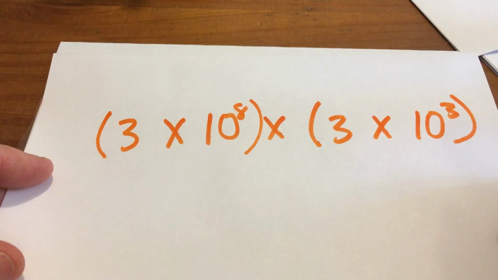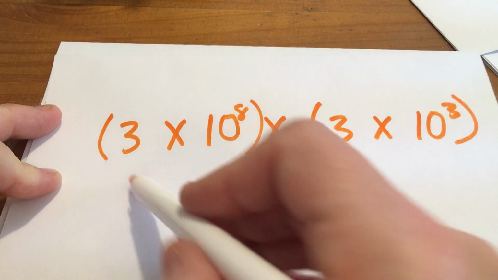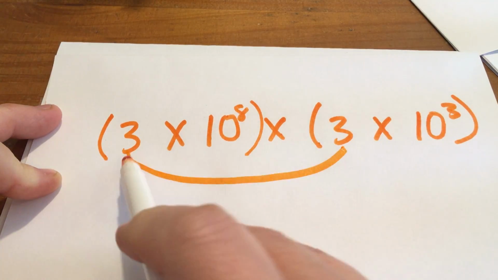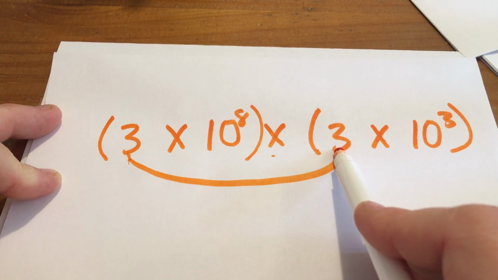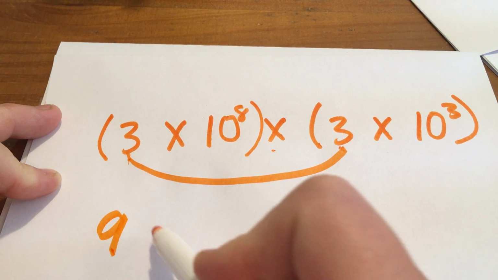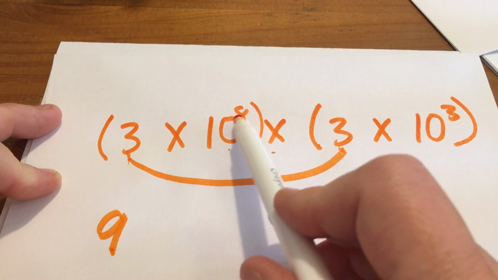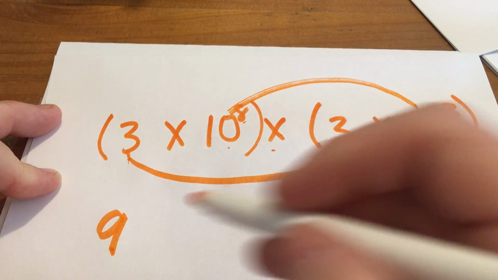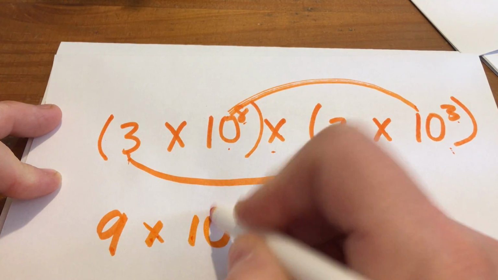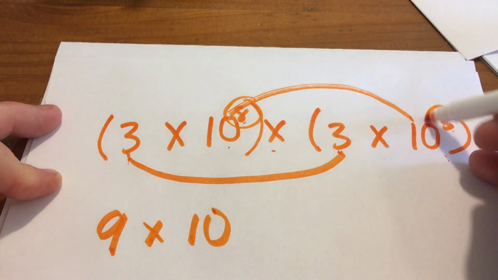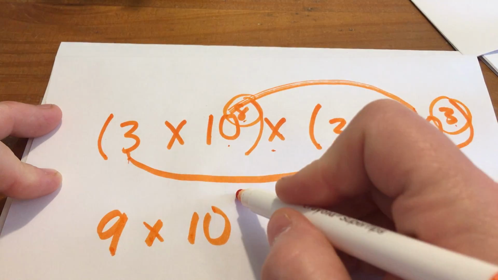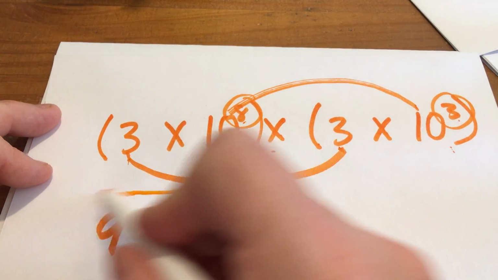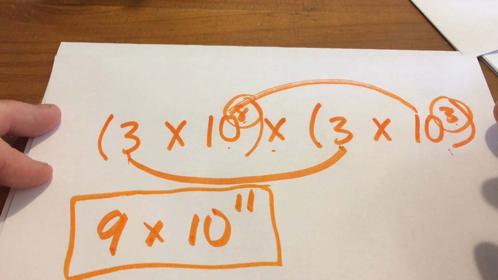Let's do another one. 2 steps, remember. Multiply the whole numbers. 3 times 3 is 9. 10 to the 8th times 10 to the 3rd. What do I do with those exponents? I add them. 8 plus 3 is 11. So your answer is 9 times 10 to the 11th. Let's do another one.